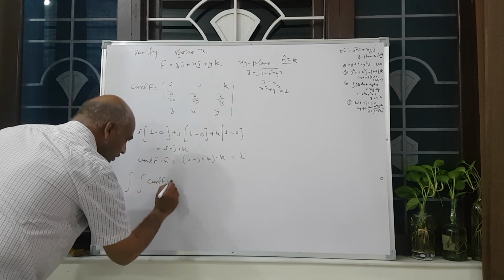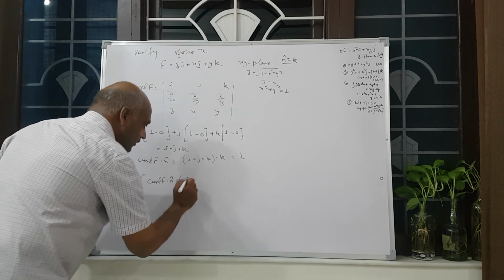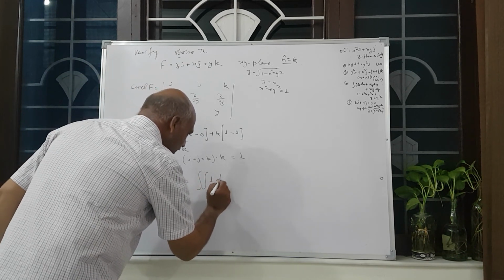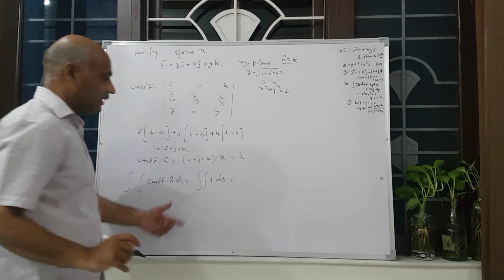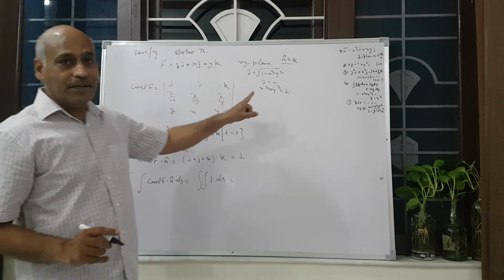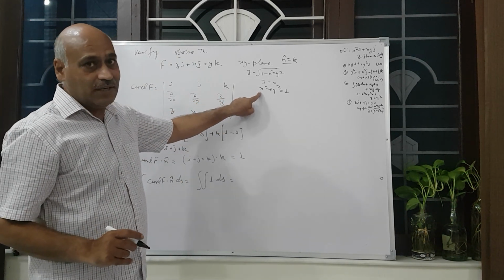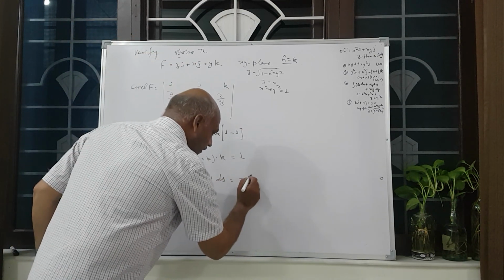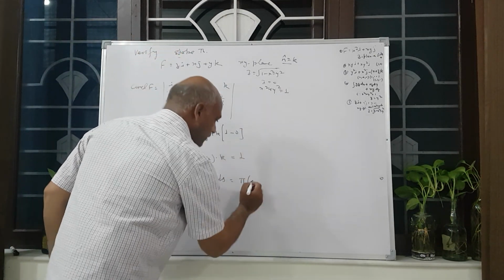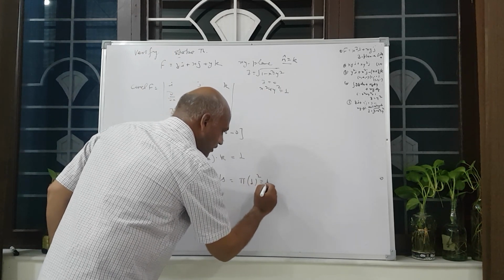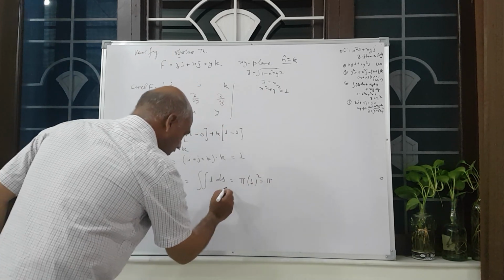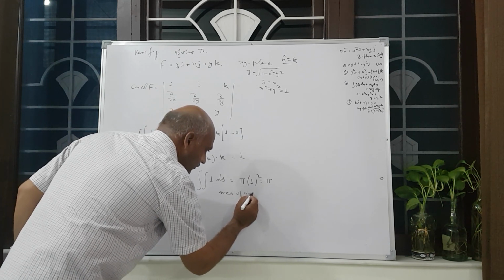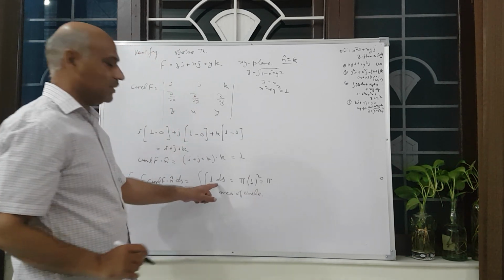So now curl f dot n cap ds means 1 ds. ds means area. Area of what? Area of the circle. What is the area of a circle? Pi r square, where r is 1. So pi is the area of the circle. ds means area of the circle.